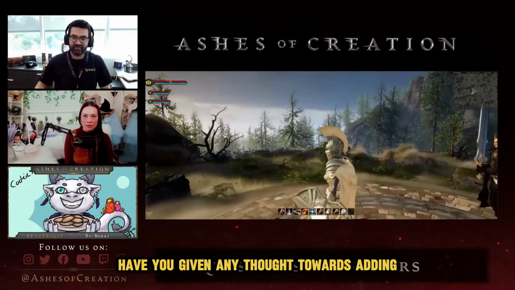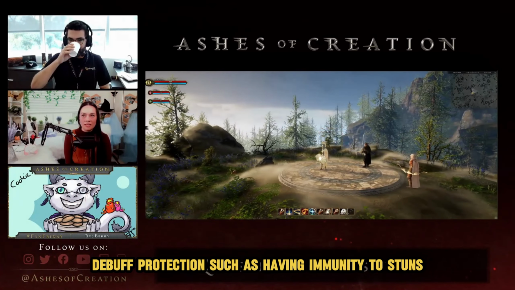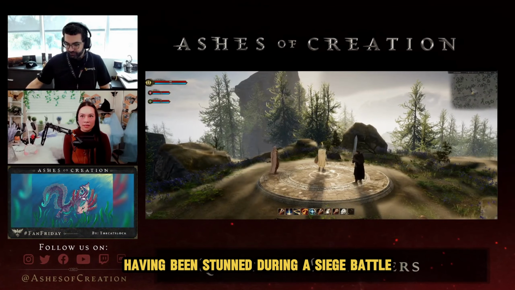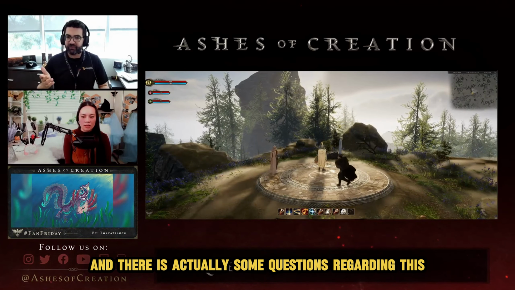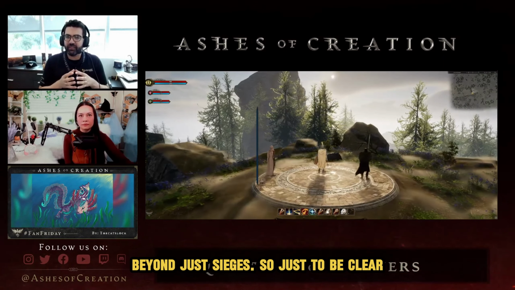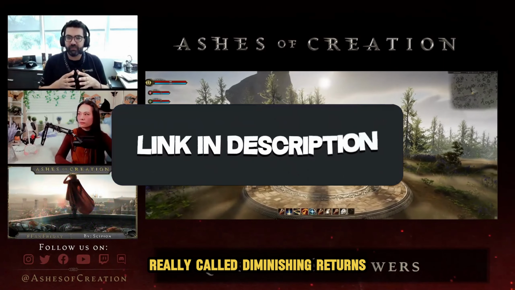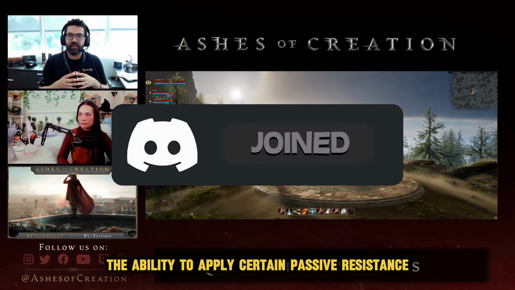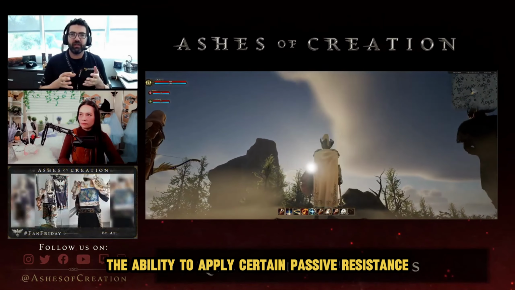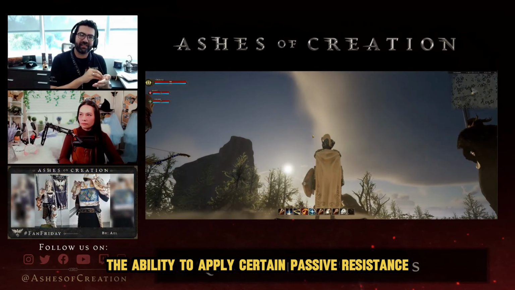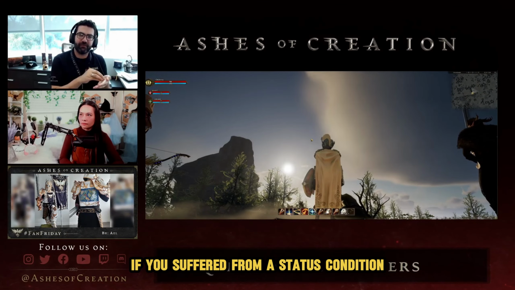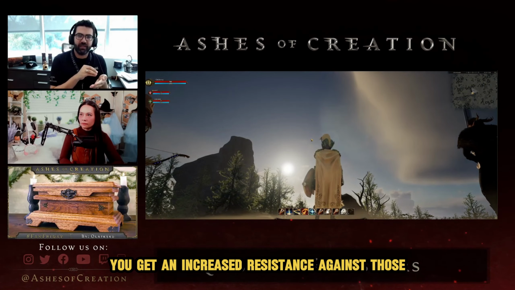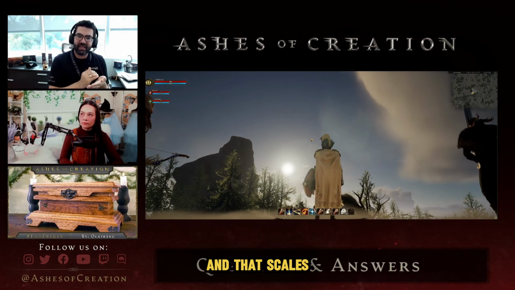Have you given any thought towards adding debuff protection, such as having immunity to stuns for some seconds after having been stunned during a siege battle? And there was actually some questions regarding this beyond just sieges. So just to be clear, what you're talking about is really called diminishing returns. And when it comes to status conditions, the ability to apply certain passive resistance to status conditions, if you've suffered from a status condition of a particular type, you get an increased resistance against those, and that scales.